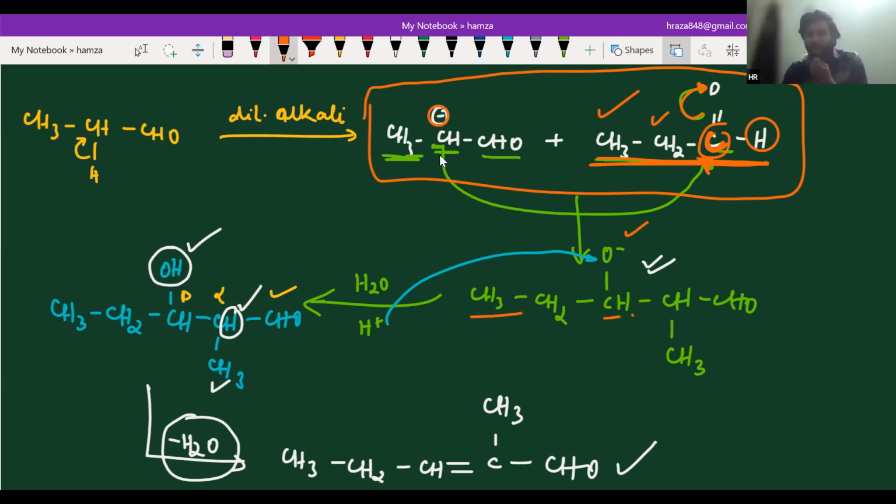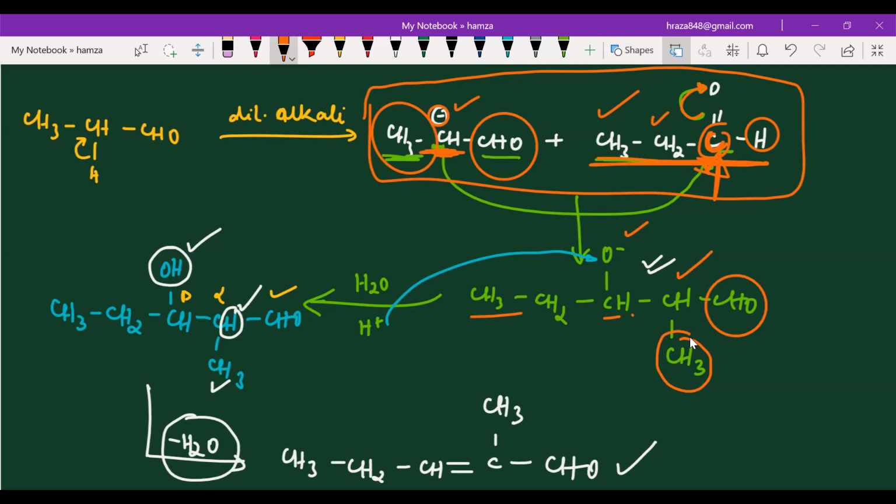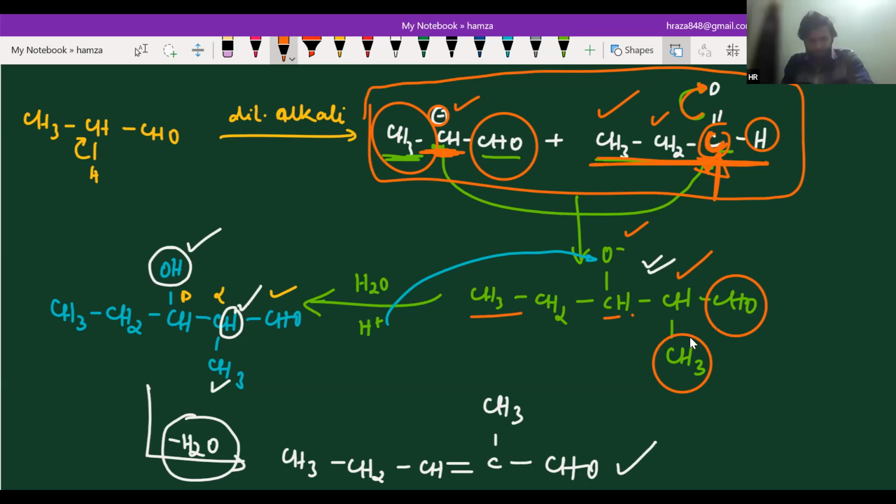Now, after this, you are going to attack this with CH directly. That means this negative is going to make a bond with this carbon. So this CH will be directly attached with CH, and this CH is with two groups, that is CHO and CH3. So I have written CHO here and CH3 here. Yes, sir. Okay. So please do write it. Is it correct, or have you done some mistakes? No.